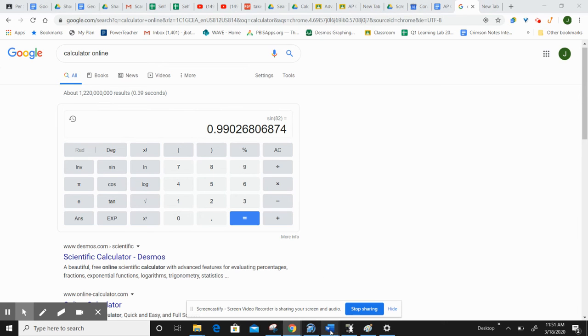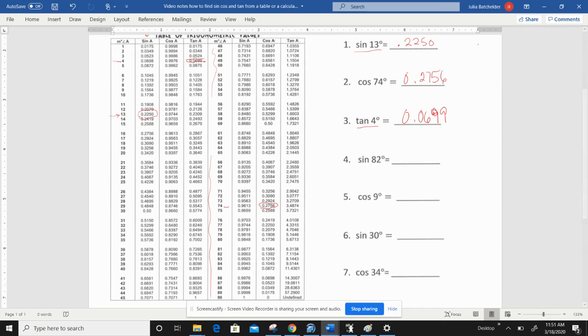So if I was going to do that on my problem here, I would do 0.99. I think we just said 23. I'm going to double check it on this one. Oh, sine 0.9903.